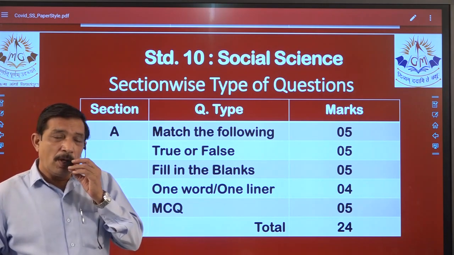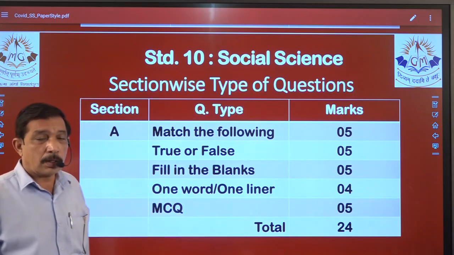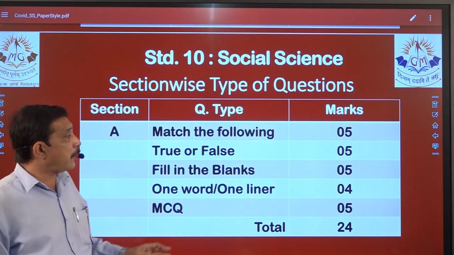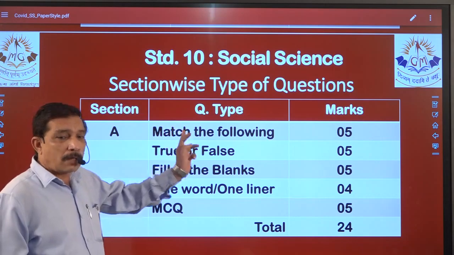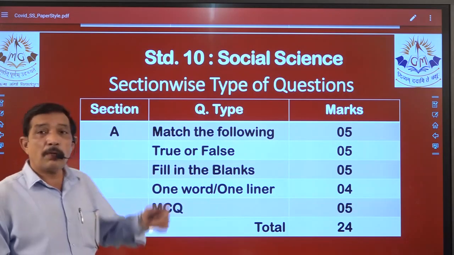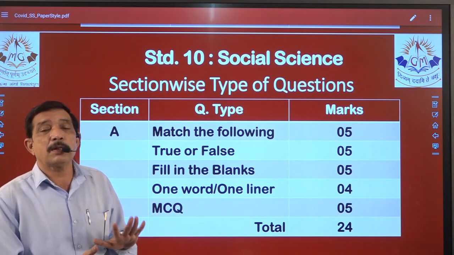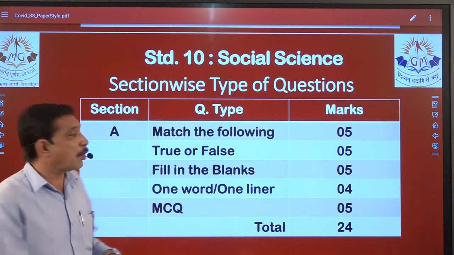So we have a breakup of 24 marks. Students, please note down very quickly. Section A will have match the following 5 marks, true or false 5 marks, fill in the blanks 5 marks, 1 word 1 liner 4 marks, and MCQ 5 marks. So if we prepare this section properly, we can score marks over here.